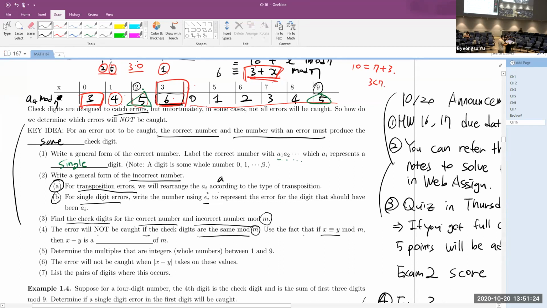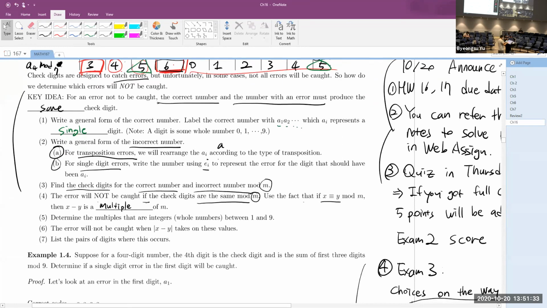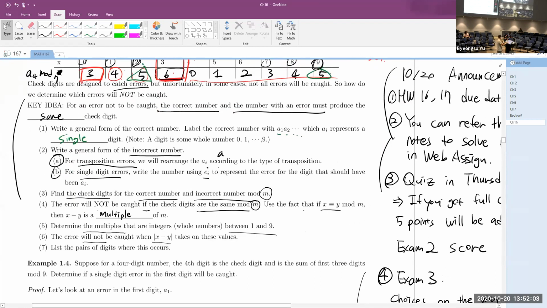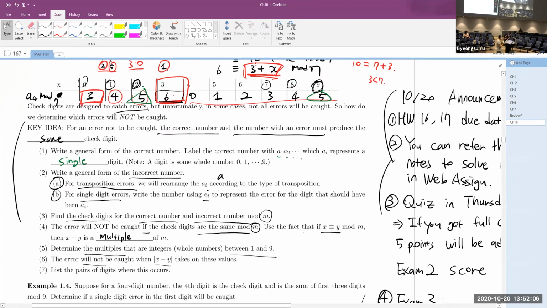So use the fact that if X is equivalent to Y mod M, then X minus Y is a multiple of M. Then you can determine the multiples that are integers between 1 and 9. So the error will not be caught when the absolute value of X minus Y takes on these values. So in case of 1.3, 2 and 9 can happen. And 1 and 8 also cannot be distinguished. And 0 and 7 are also not distinguishable. So in the case of 1.3, there are all three cases that happen, right?